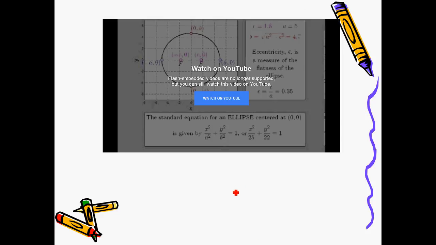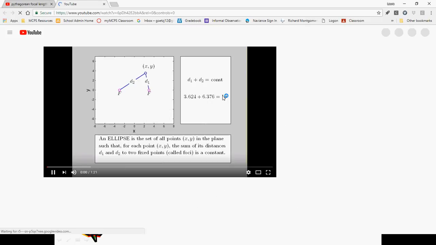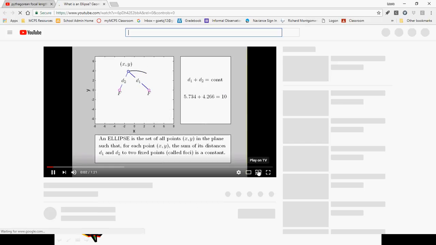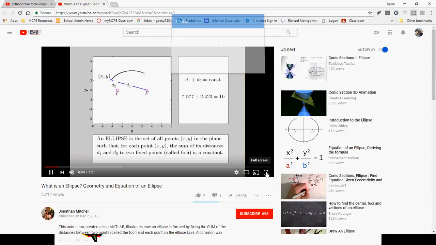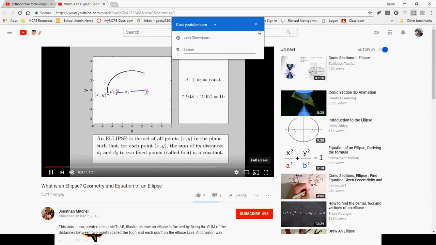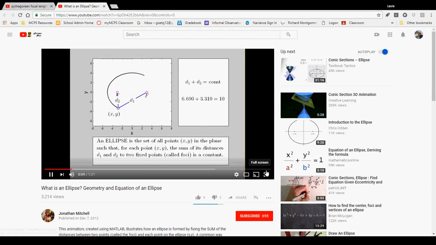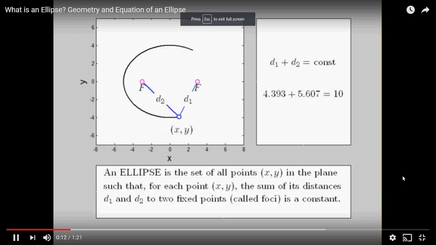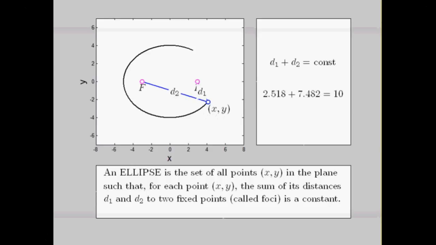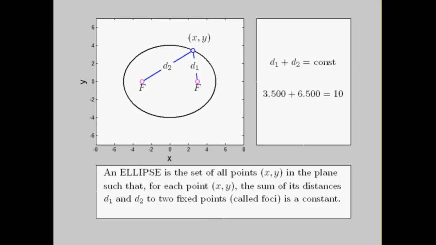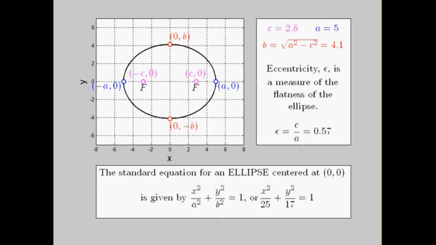So here's a little video that shows the sum of those distances from the two focal points being constant, and that constant distance is 10. Right? An ellipse is a set of all points such that for each point the sum of its distances is constant.